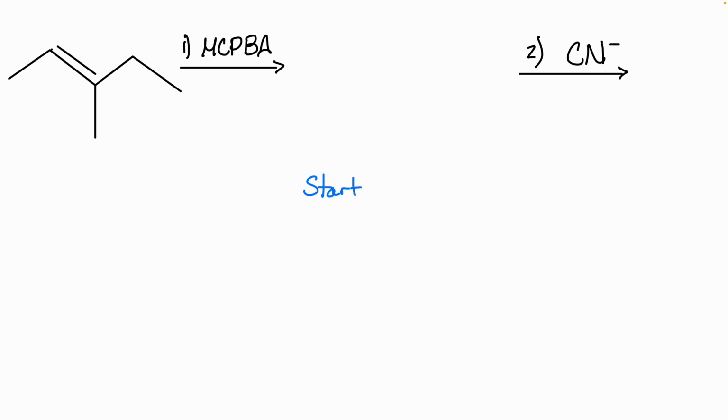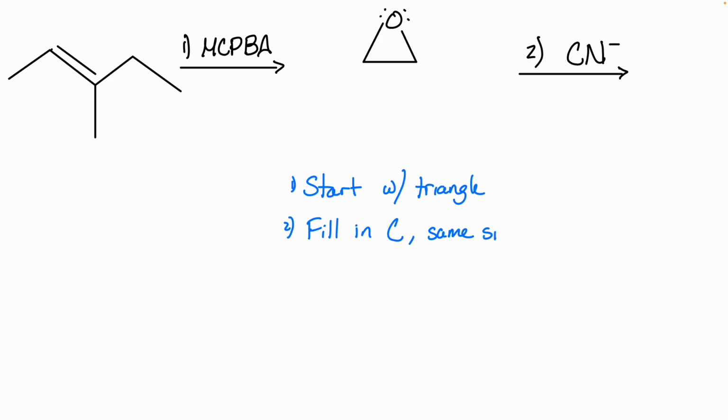So step one, we want to start with that triangle. Start with your epoxide. We know this is going to be the product of this reaction. Once we get that triangle, then we're going to fill in our carbons. If they're on the same side of that double bond, that means their bonds must match.